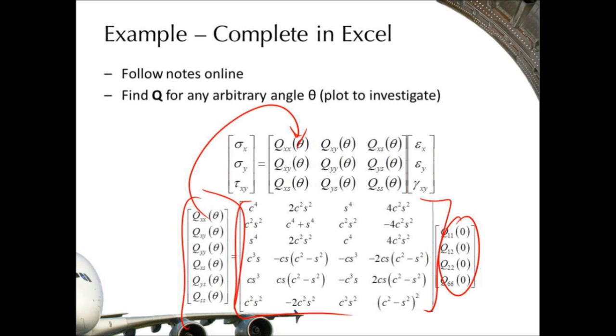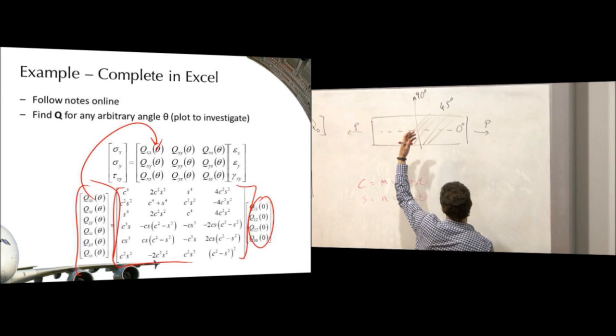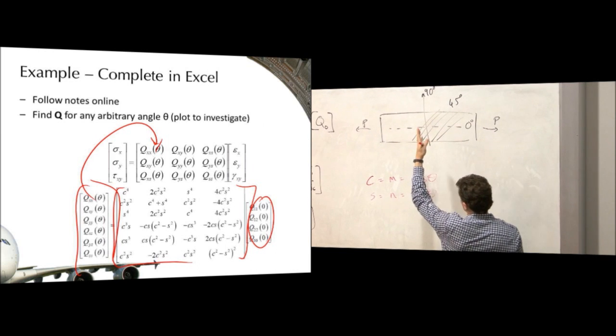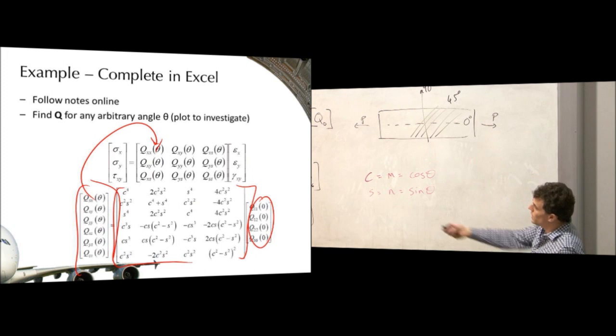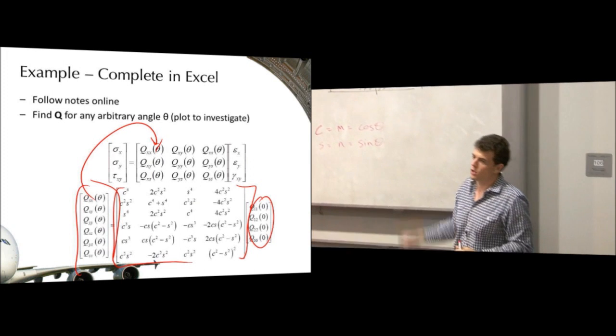You can transform between stress and strain in any coordinate system. Now I've basically set this as a tutorial question so you can have a go at setting it up in Excel. The reason this becomes important is because we don't make composites out of all 0-degree fibres. We make them in laminates where we have fibres at 45 degrees, fibres at minus 45 degrees, fibres at 90. And to work out the overall properties of that laminate, we need to have these Q terms defined.